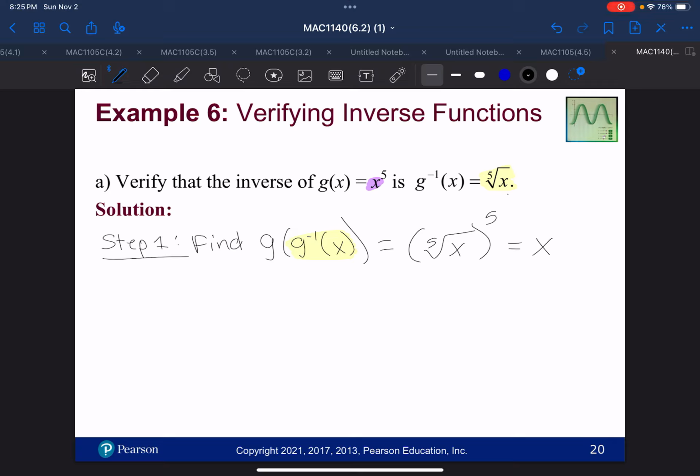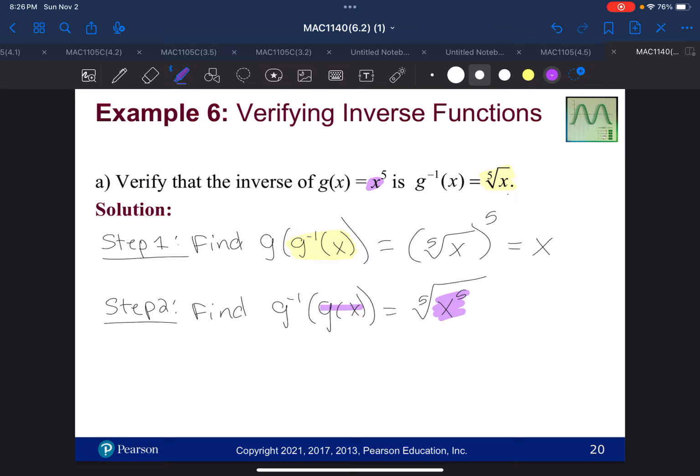And now I need to do it the other way and find g inverse of g of x. So now I will be plugging in g of x everywhere I see an x in g inverse. So this will be the fifth root of x to the fifth power, which again cancels and leaves me with x. So we just showed that these two functions are inverses of each other.